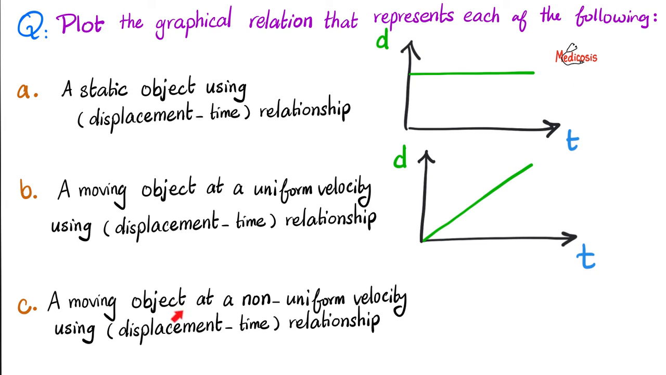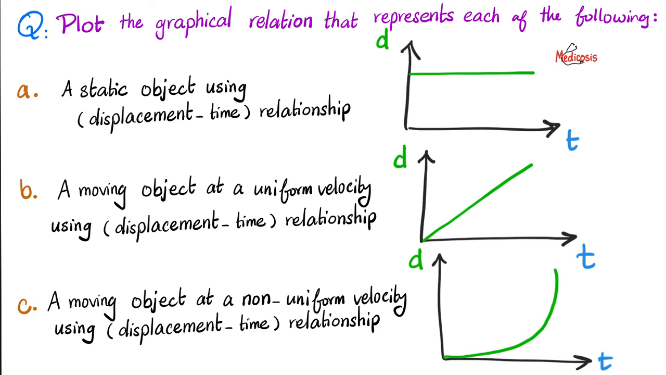Third, how about plot the relationship between a moving object at a non-uniform velocity using displacement-time relationship. First, let's draw the axes like this. I have displacement again over time again. What do you want today? I want non-uniform velocity. Non-uniform, okay, it is variable, you mean. So this is a curved line like this. If you do it like this, it means that the velocity keeps going up and up, i.e., the object is accelerating.